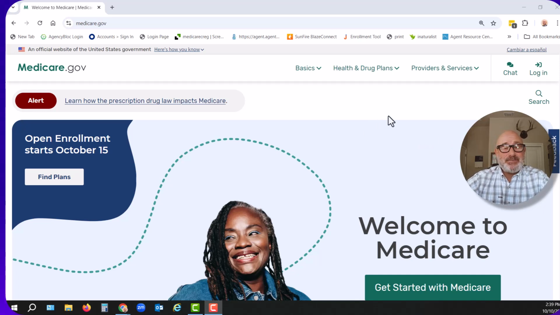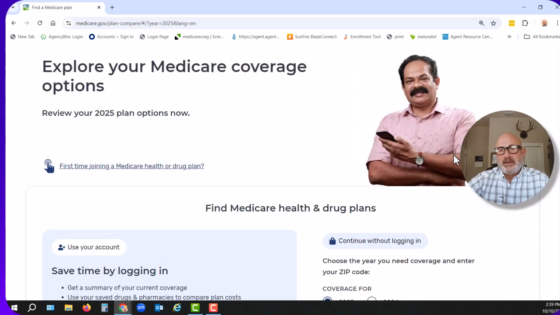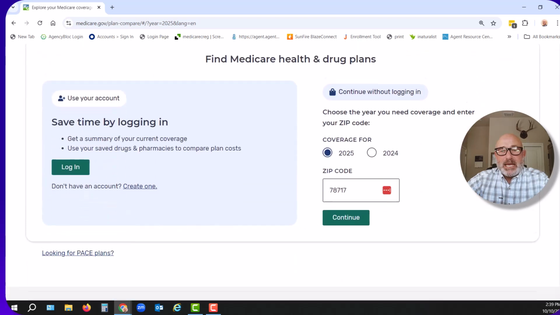And today I'm going to show you how to get your prescription drug plan set up for next year, because you really need to shop it and compare it because of all the changes that are going on with prescription drug plans. Now, the easiest way to do this is just go right to Medicare.gov. This is the official government website. And then all you got to do is click right here. It says Find Plans, shows you October 15th. That's when Medicare annual enrollment begins.